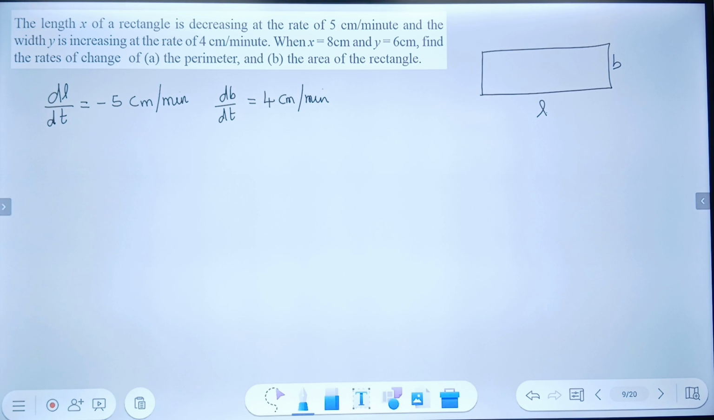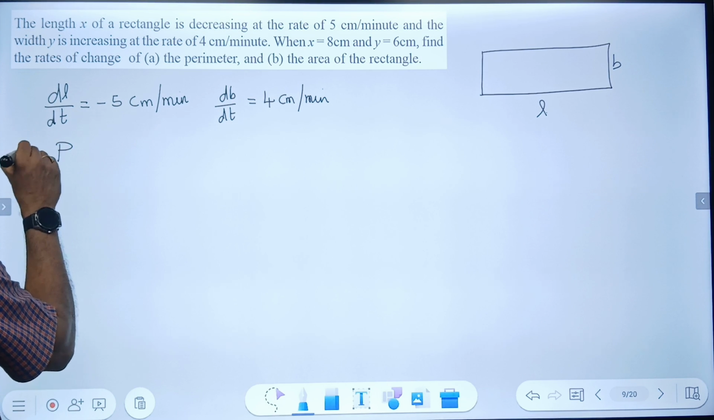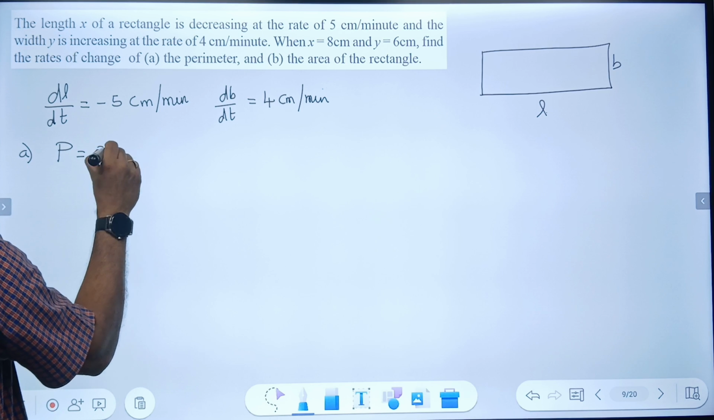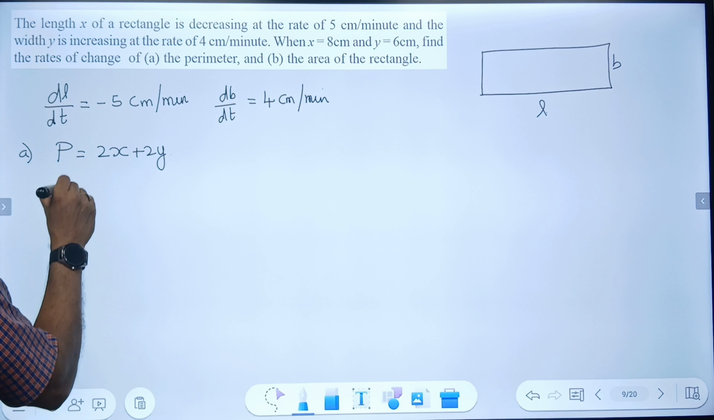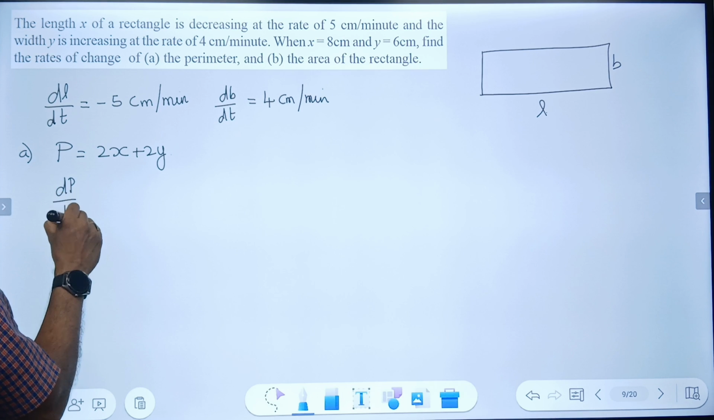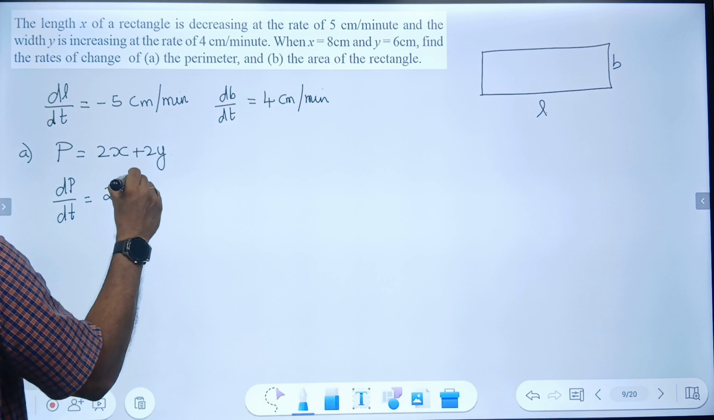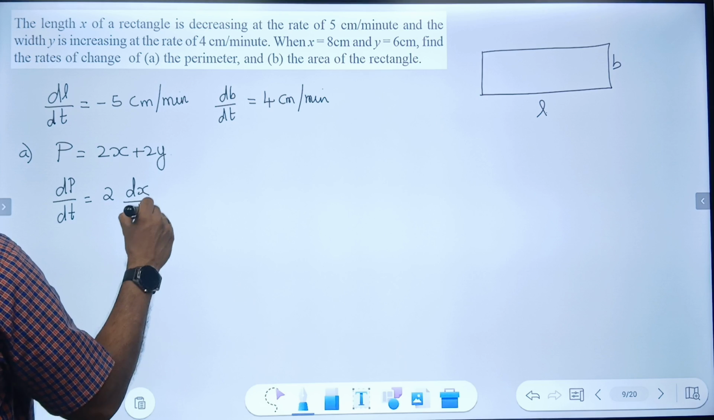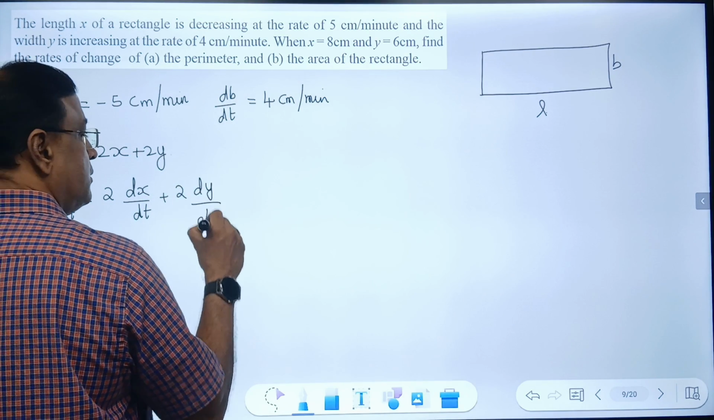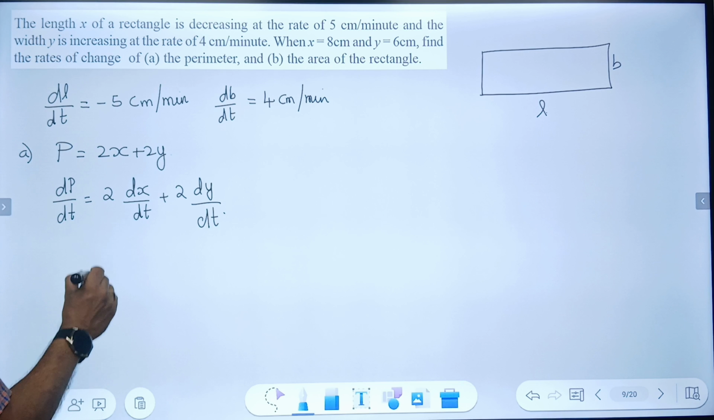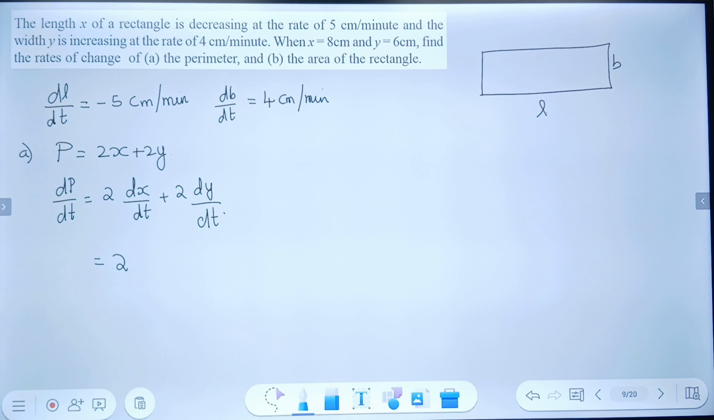Okay. Find the rate of change of the first subdivision's perimeter. What is the perimeter formula? 2x plus 2y. So dP by dt will be 2 times dx by dt plus 2 times dy by dt. Okay. Now this is 2 times... what is dx by dt?